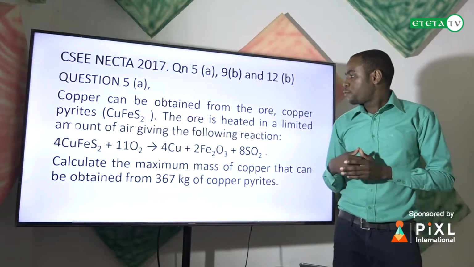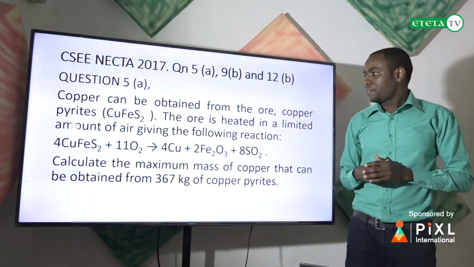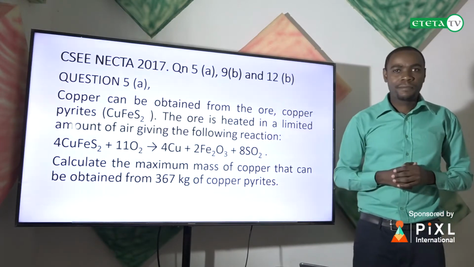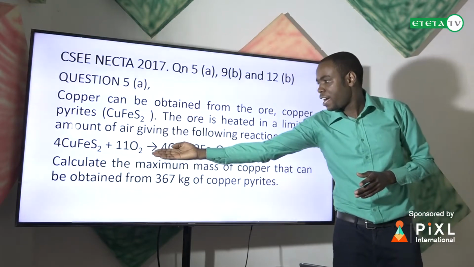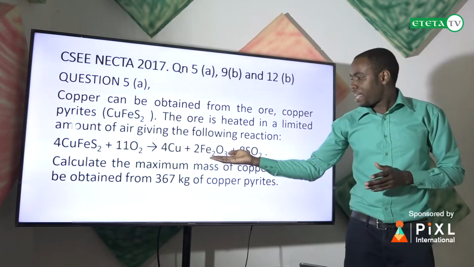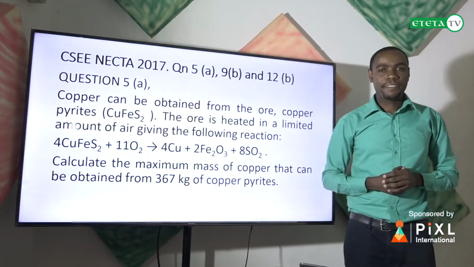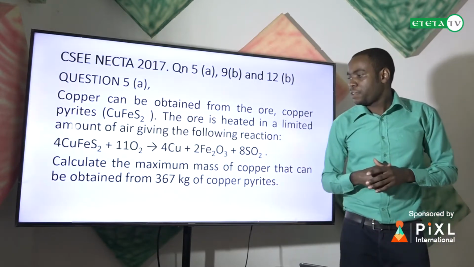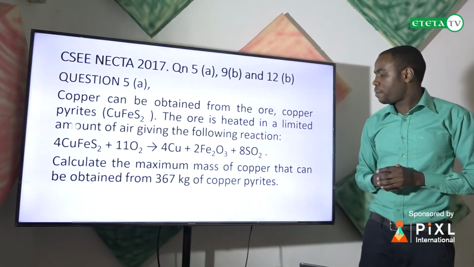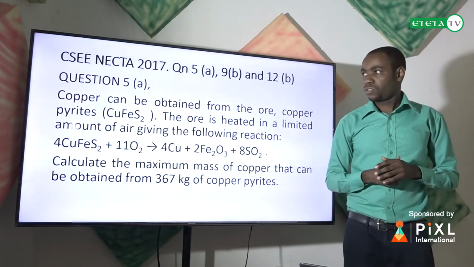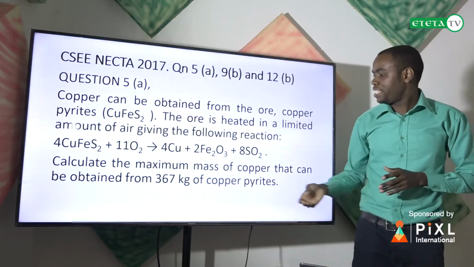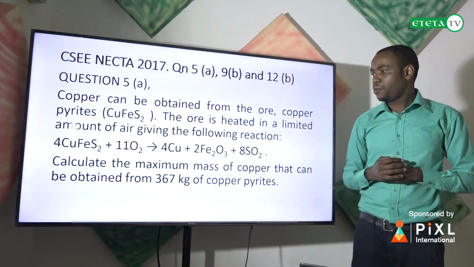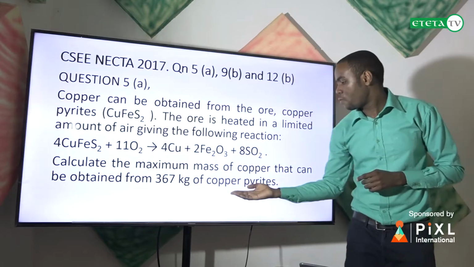Copper can be obtained from the ore copper pyrite. The ore is heated in a limited amount of air given the following reaction. Copper pyrite burns in air to give copper metal, iron 3 oxide, and sulfur dioxide. Calculate the maximum mass of copper that can be obtained from 367 kilograms of copper pyrite. So from this question, what is required is the mass of copper obtained, or the mass of copper produced. And what you have been given here is the mass of copper pyrite.